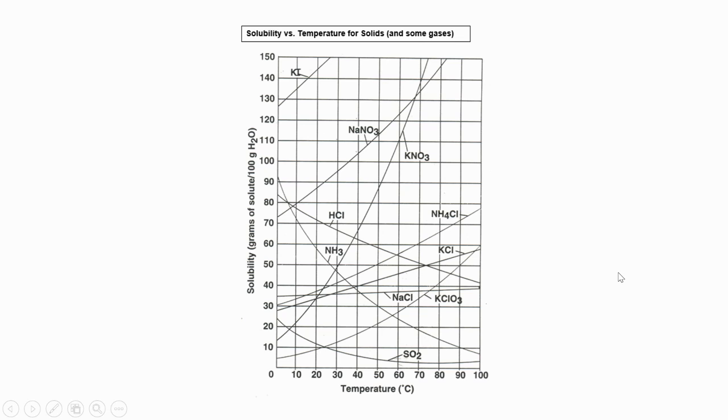Which substance is most soluble? That's the one that I would have the most grams in solution at 30 degrees. My choices are, again, sodium nitrate, HCl, KCl, and SO2. Well, SO2 is not the most. I can only dissolve 8. KCl is not the most. I can only dissolve about 37. HCl is not the most. I can only dissolve about 67. Sodium nitrate is the most soluble. I can dissolve about 95.